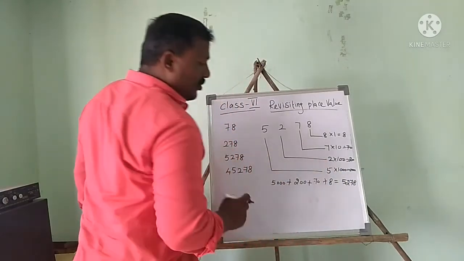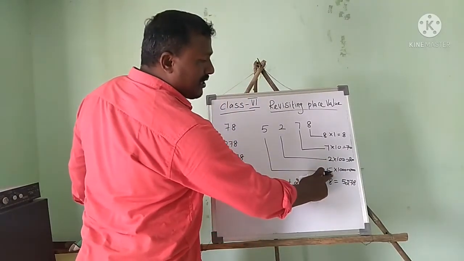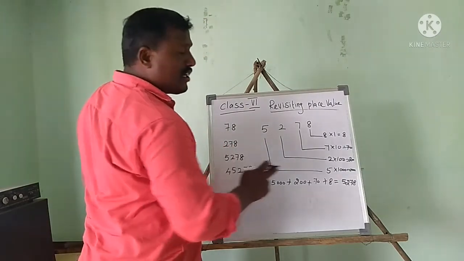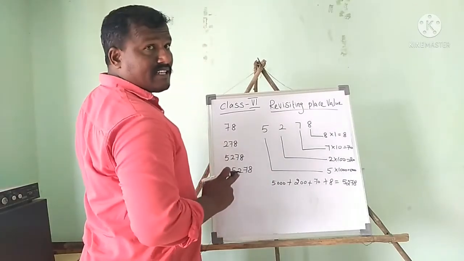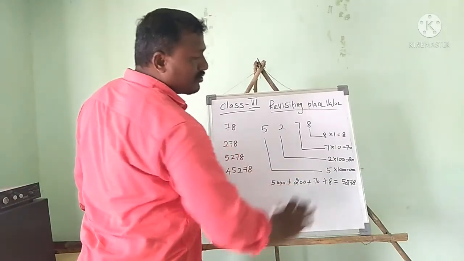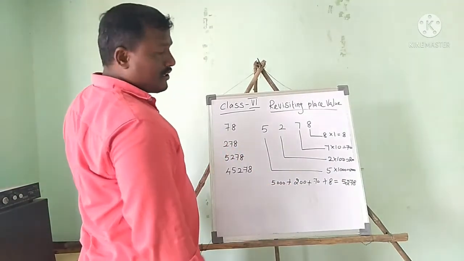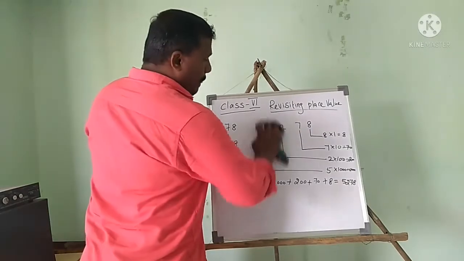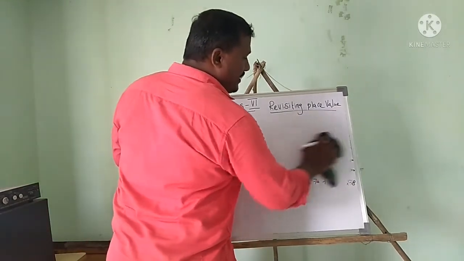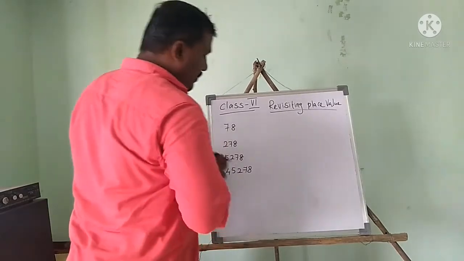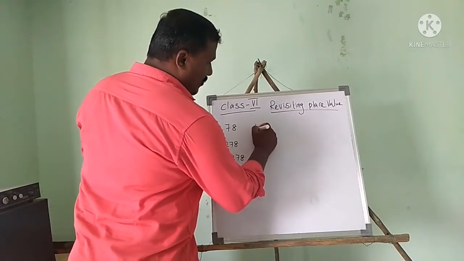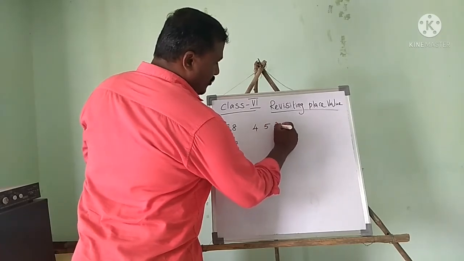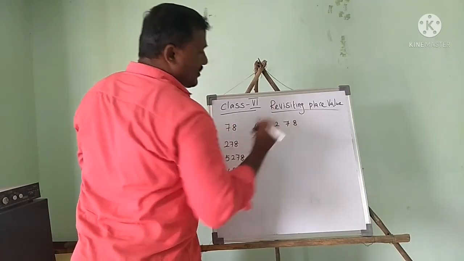5278. So how many thousands are there? 5000. How many hundreds are there? 200. How many tens? 7 tens. How many ones are there? 8 ones. So you can get 5278. So that is the place value. Okay. Then we will talk about a 5-digit number, place value of a 5-digit number. Okay. So I will put here 4, 5, 2, 7, 8.